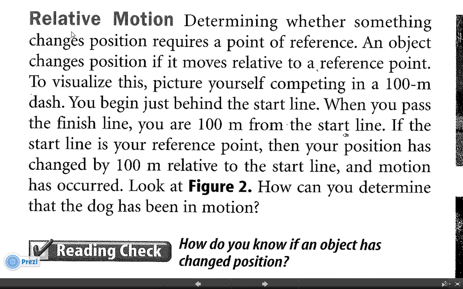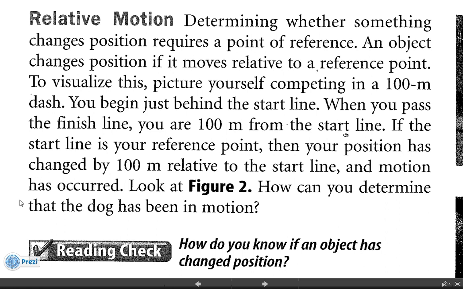Now, we have a red heading here, so that's where our next level will come from when we do our outline. Relative motion. Determining whether something changes position requires a point of reference. An object changes position if it moves relative to a reference point. To visualize this, picture yourself competing in a 100-meter dash. You begin just behind the start line. When you pass the finish line, you are 100 meters from the start line. If the start line is your reference point, then your position has changed by 100 meters relative to the start line, and motion has occurred.